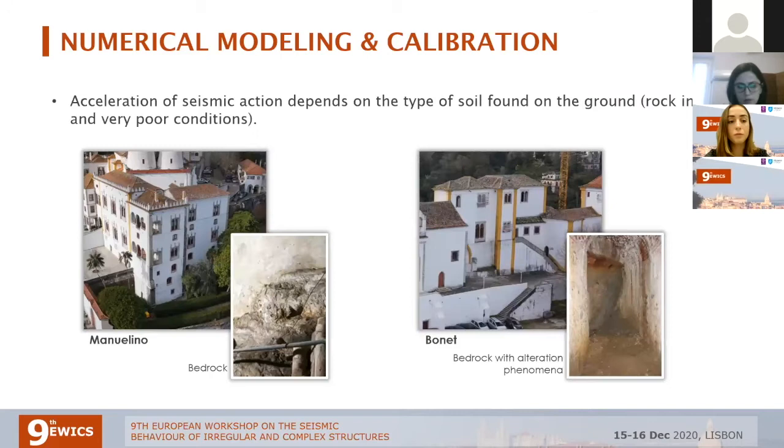The acceleration of the seismic action depends on the type of soil found on the ground. For the main part of the palace, the bedrock was in a good state of conservation. However, for two buildings of the most ancient part, the bedrock was found with a few alteration phenomena. So a weaker soil had to be considered.